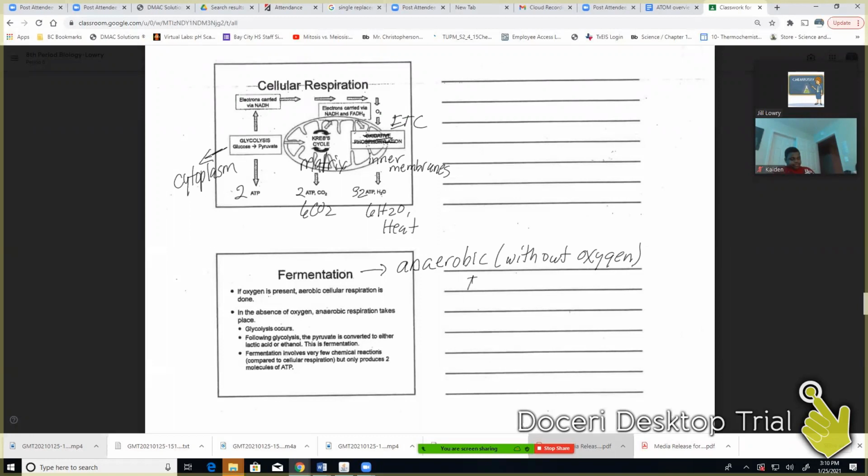So under fermentation, you still have the glycolysis part, because that part does not require oxygen. Krebs cycle and the electron transport, both of those have to have oxygen. Glycolysis still does not have to have oxygen. So you can still get the 2 ATP here. And then after that, it moves into 2 different types of fermentation.